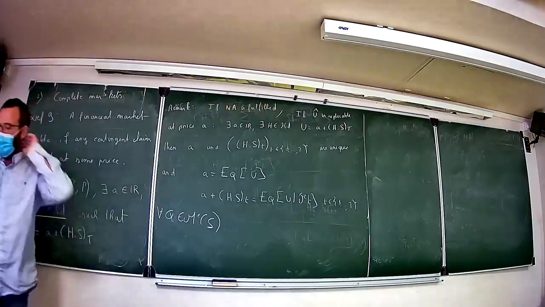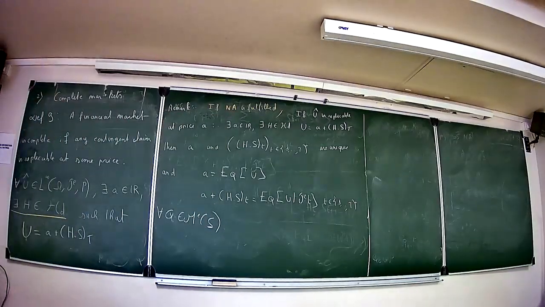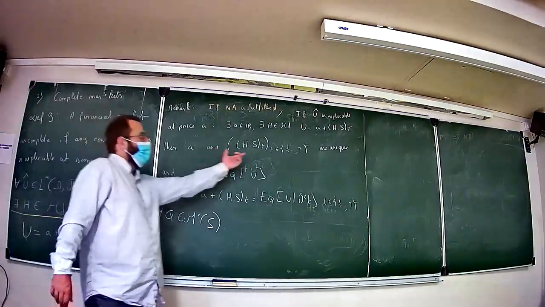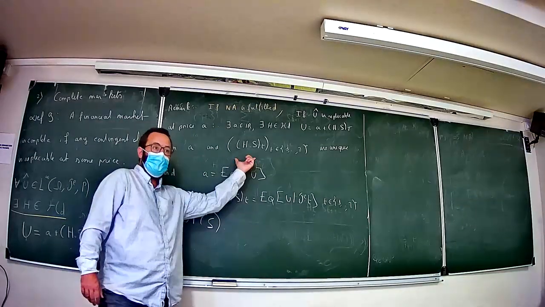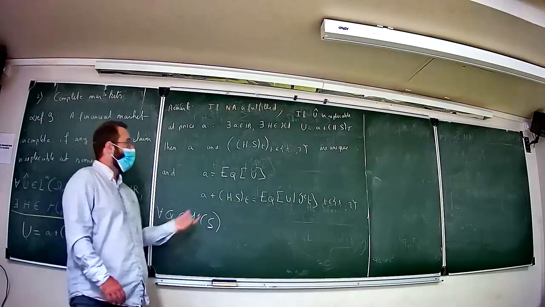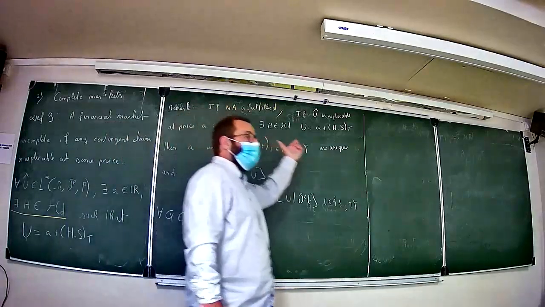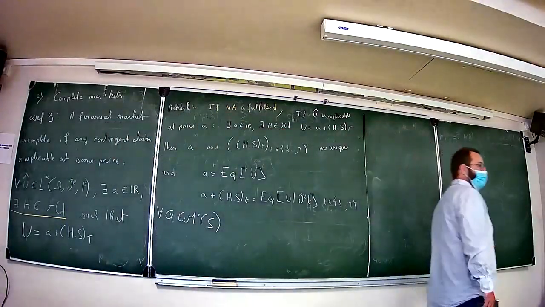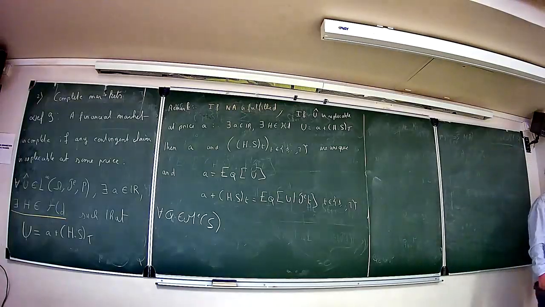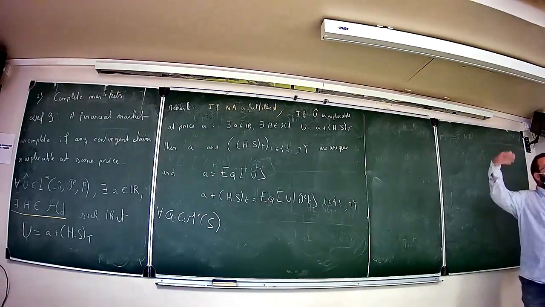So I repeat. If NA is fulfilled, I said the following. If I have a contingent claim that is replicable, meaning that it can be written as the final value of a self-financing portfolio starting from small a here, then small a is unique. And what is more, this process is also unique. Okay? Meaning that the actualized value of any replication portfolio is in fact unique, independently of the fact that I can have several replication portfolios.